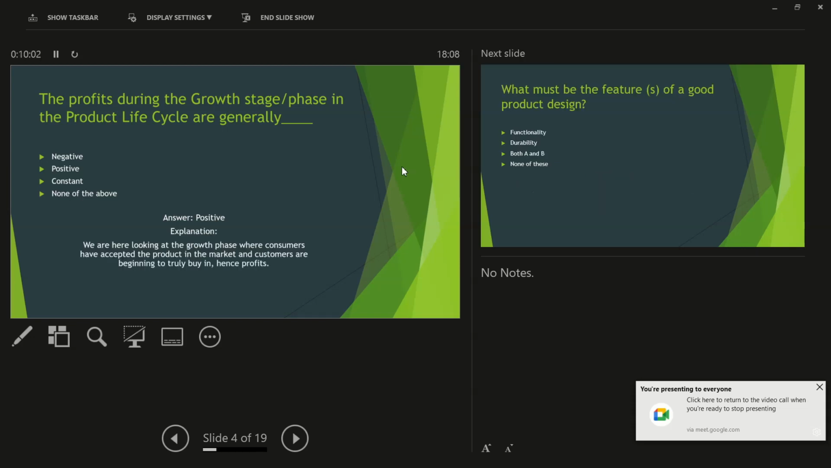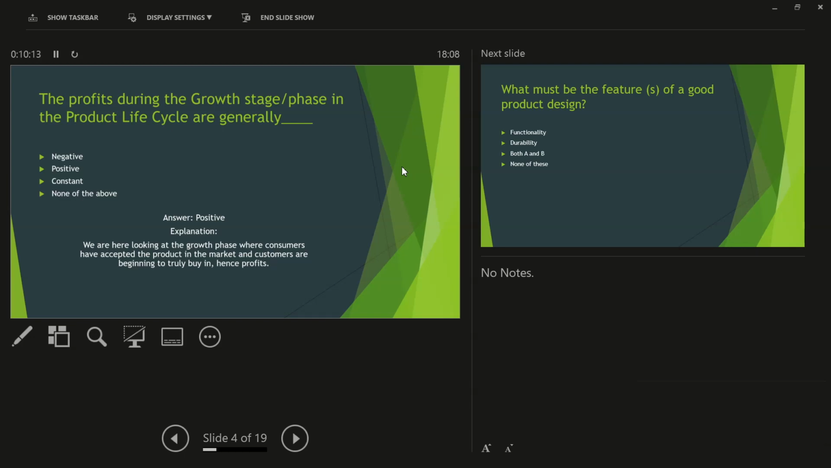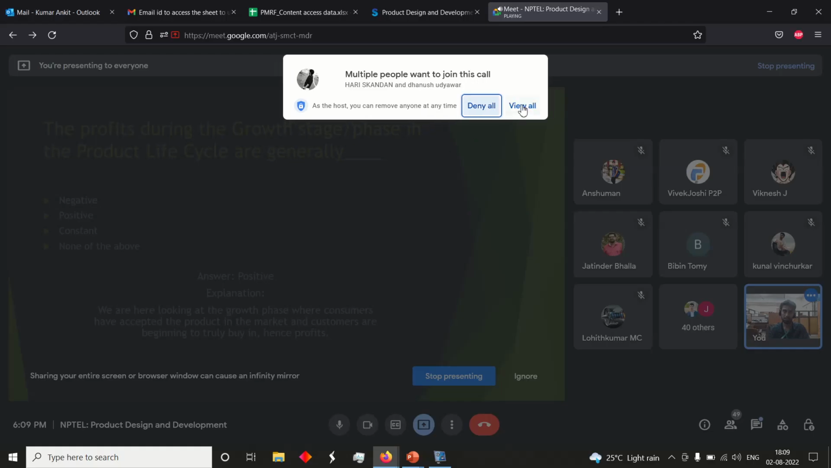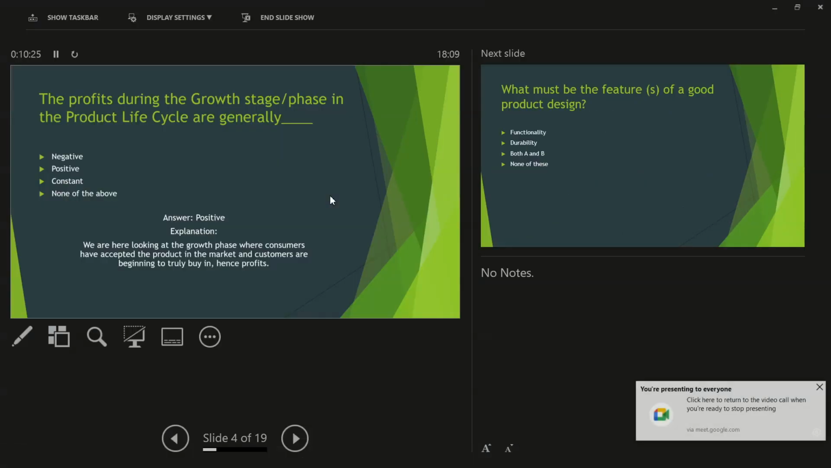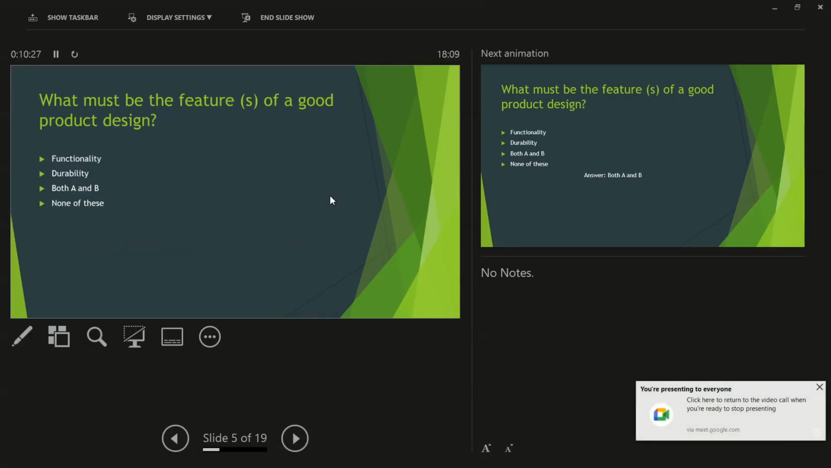So I'll explain. We are basically looking at the growth phase here, where consumers have already accepted the product which is in the market and customers are beginning to truly buy in. So this is the cycle where we are trying to meet the increasing demand, and that is why the profits are also positive.